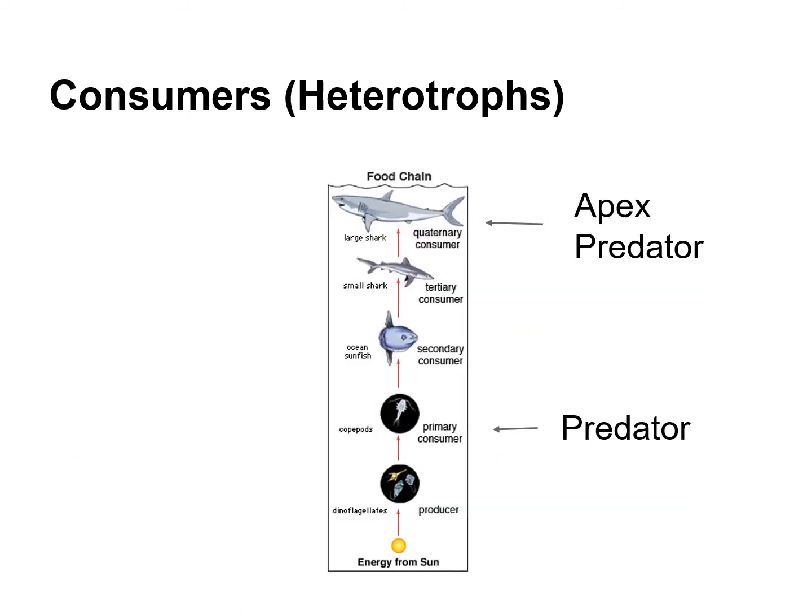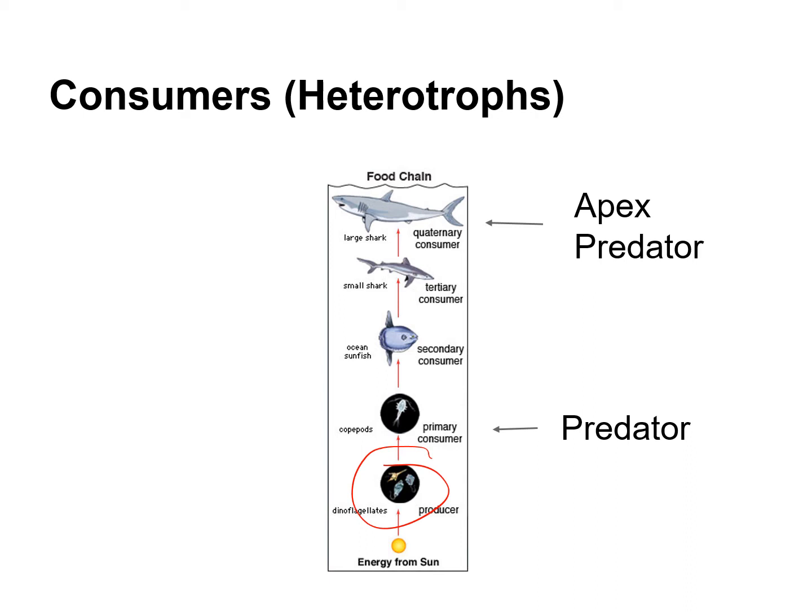So if you think about it a little bit, we have this chain of species starting at the energy from the sun, turning into the producers down here. Everything above is going to be a predator of the things below it. So a copepod is actually a predator to the dinoflagellates. An ocean sunfish is a predator to copepods, but it's not a predator to a small shark. A small shark is going to eat an ocean sunfish, and a large shark might eat a small shark.